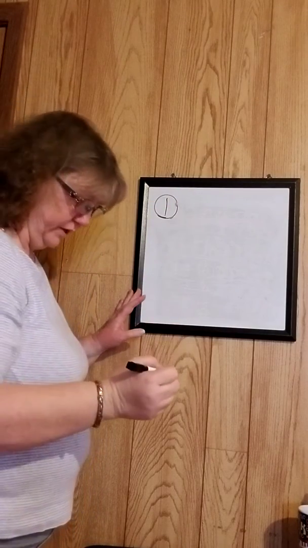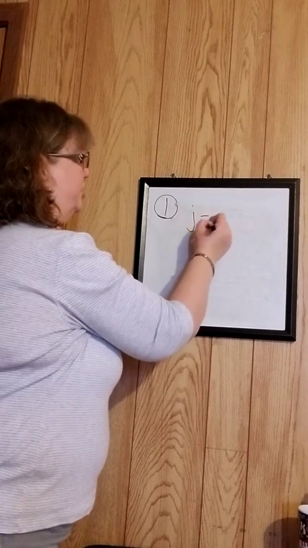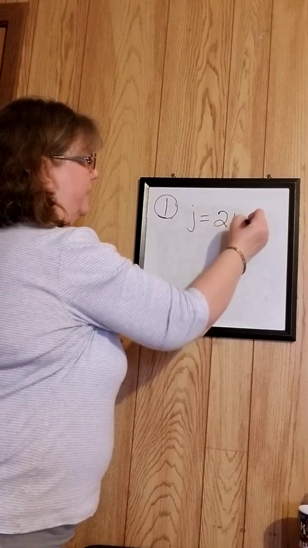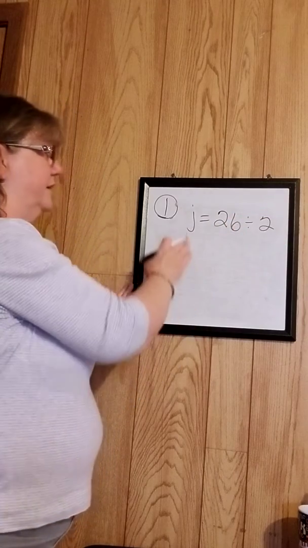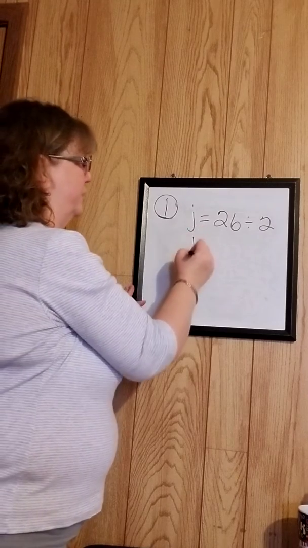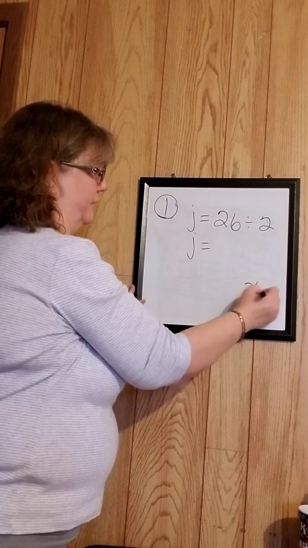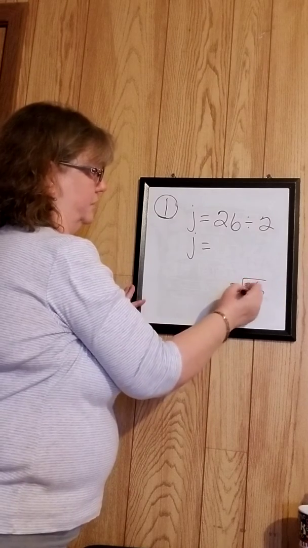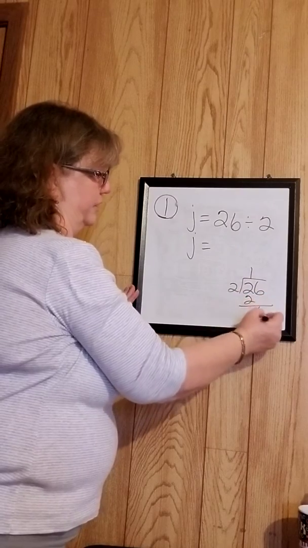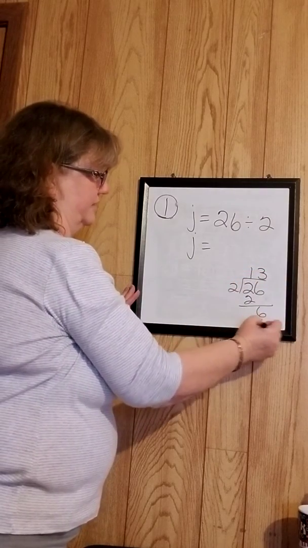The first one on the worksheet, J equals 26 divided by 2. Since J is on one side, we do not have to move it. So we're going to simply solve 26 divided by 2. If you need to divide it out, 2 into 2 is 1, 1 times 2 is 2. Bring down my 6, 2 into 6 is 3, 3 times 2 is 6.